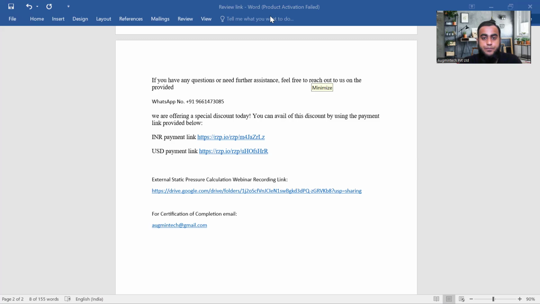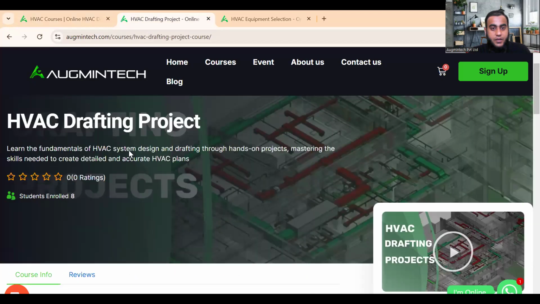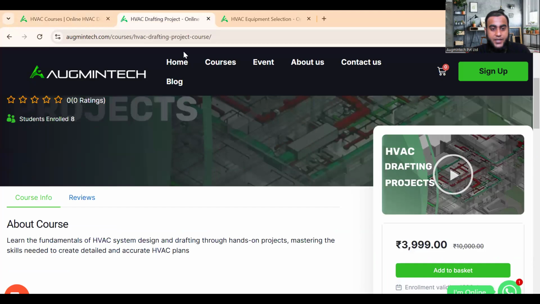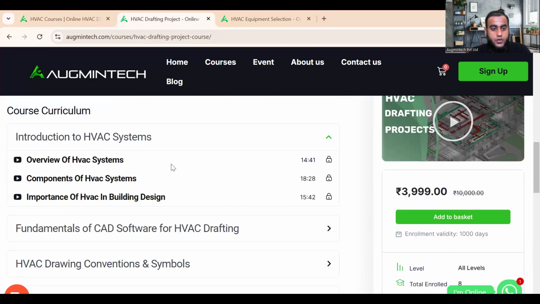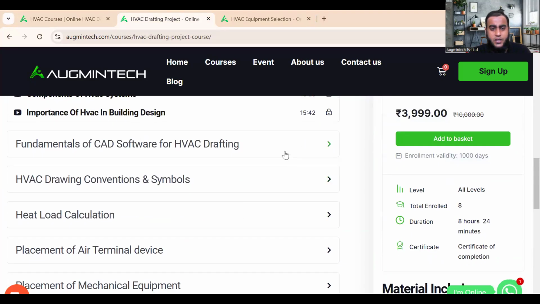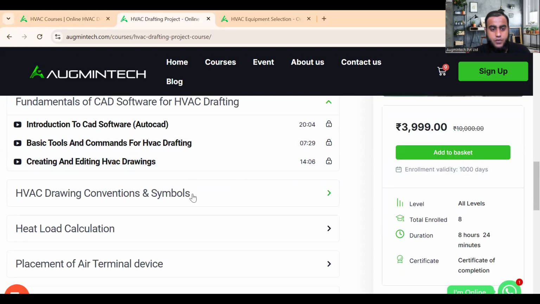Okay, see, here I have discussed the HVAC design. In the same way, the HVAC drafting project course is also included in the bundle, in the package. Here, first I will explain the overview of the HVAC system and its components, then an introduction to CAD software, the basic tools and commands which we use in HVAC drafting. That topic we have to cover.